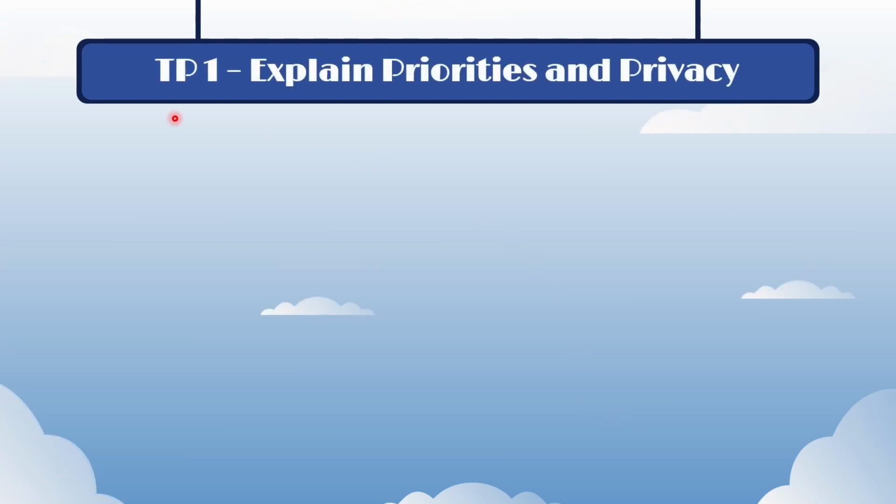The first teaching point is teaching point 1, explain priorities and privacy. Let's first go over priorities. When there's a channel of radios, prior to when you're talking, you listen in, making sure nothing big is happening. Whenever you're trying to talk through the radio, you want to make sure you know the priorities of the radio. The first priority is number 1, emergencies.